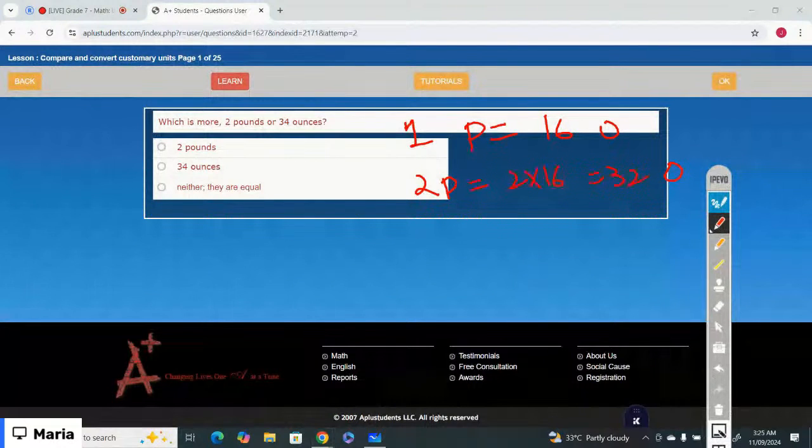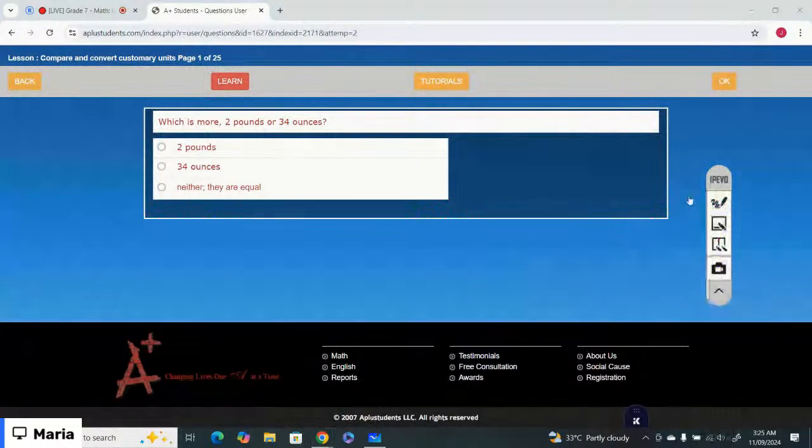That is 34 ounces is more than 2 pounds, right? Because 32 is less than 34. So it's more. 34 ounces is more. The correct option is 34 ounces.